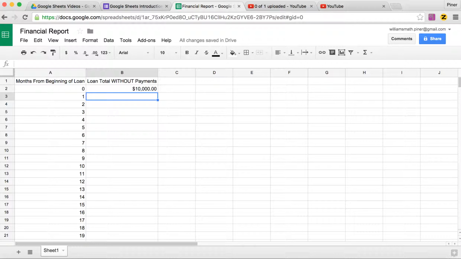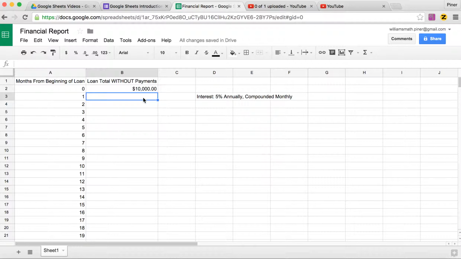Now, in my example, this is just an example, I'm going to put here off to the side, interest 5% annually, and it's compounded monthly. So that means each month I owe 1/12 of the 5%.